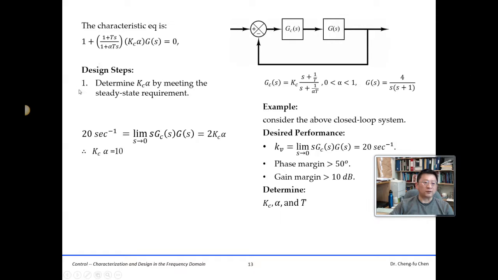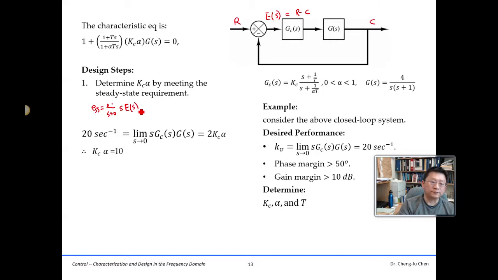Okay, now back to our step one. This is the characteristic equation for the closed loop system, and based upon it we can also know the error. The first parameter we determine by meeting the steady state requirement. Here, if you remember, this is our E(s), and for example this is R, this is C, so E(s) equals R minus C. The steady state error, if you remember, is the limit as s approaches 0 of s times E(s).